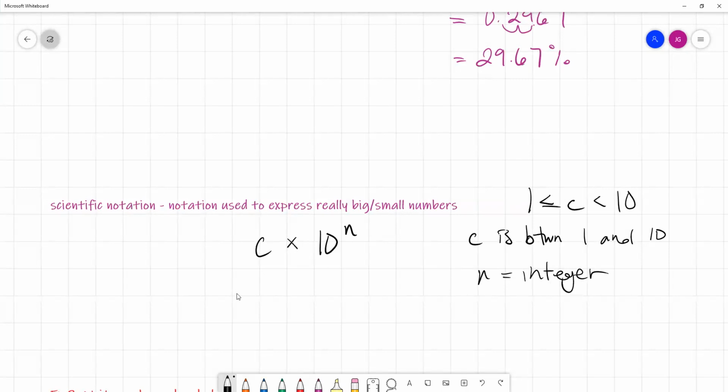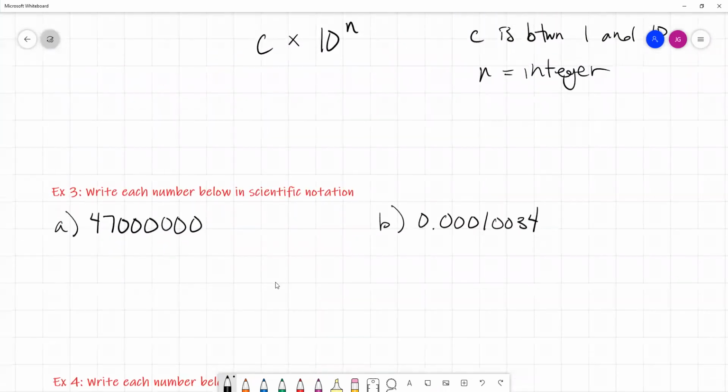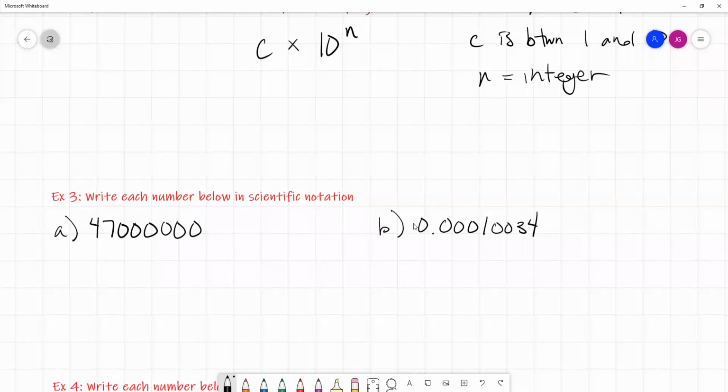So let's see how we can convert to and from scientific notation. Starting here, we're going to take these numbers that are in standard notation, what we're normally used to seeing, and convert them to scientific notation. Let's start with A, 47 million. Sometimes you're going to see these numbers with commas and sometimes without. If it helps you work with the number, add in the commas if you need to.